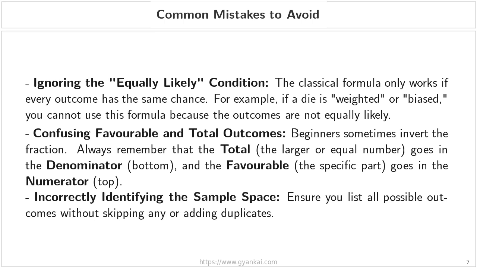Finally, watch out for errors when identifying your sample space. When you are listing all possible outcomes, be meticulous. Ensure you have listed every single possibility without skipping any, and importantly, do not include any duplicates. If your total count is off at the very beginning, your entire probability calculation will be incorrect.